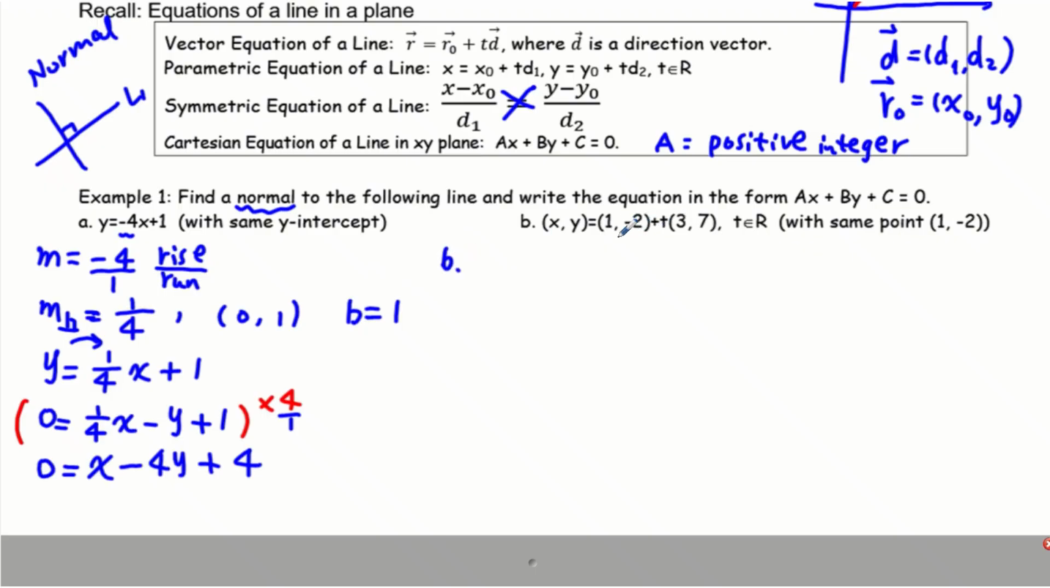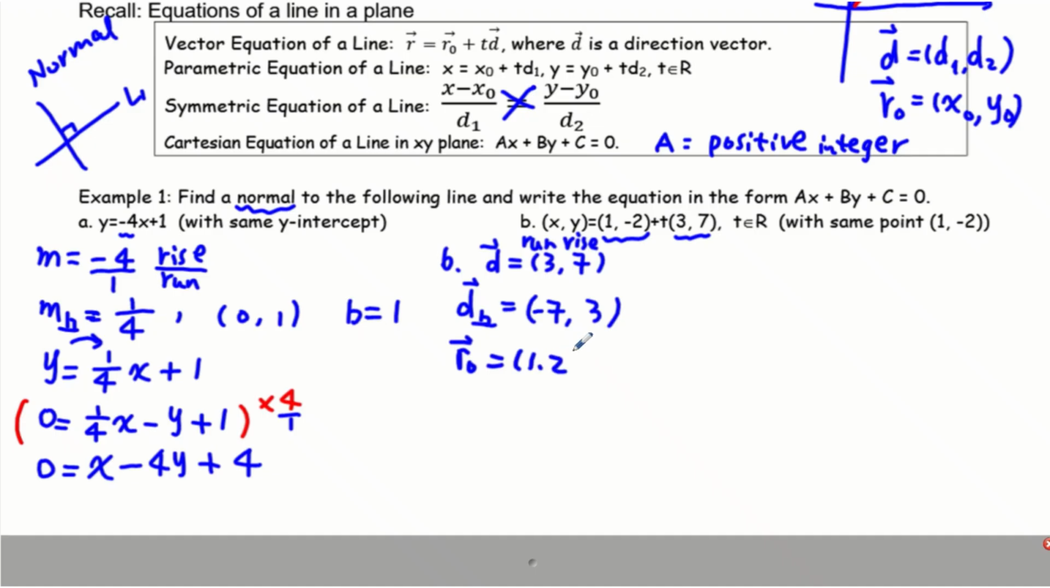So question B, this is 1 point. This is our direction, so our direction is 3, 7. This is our run, this is our rise. And the perpendicular one will be the negative flip. So flip these two, and one of them needs to be negative. We could just put any of them as negative. So negative 7, 3, then pass through this point.